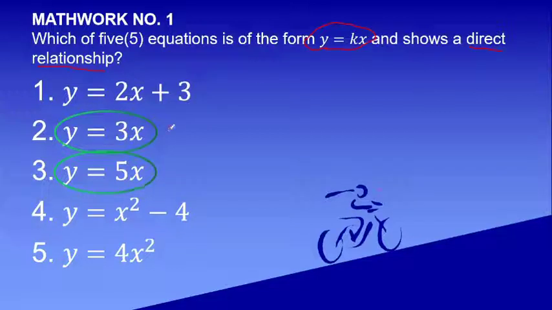Now, in equation 2 that shows a direct relationship, what is the constant of variation or the value of k? What is the value of k? Ngayon, madali lang naman makita rito. Of course, k equals 3. Next, since equation 3 such as y equals 5x shows a direct relationship, what is the constant of variation or the value of k? Of course, 5.